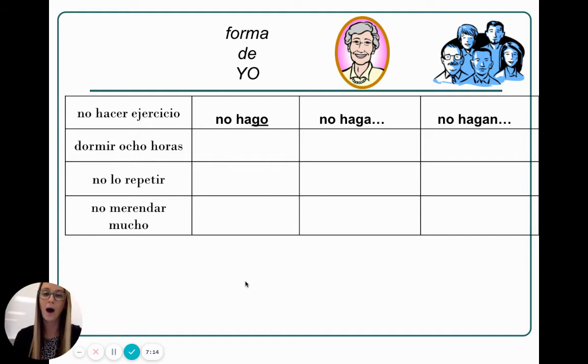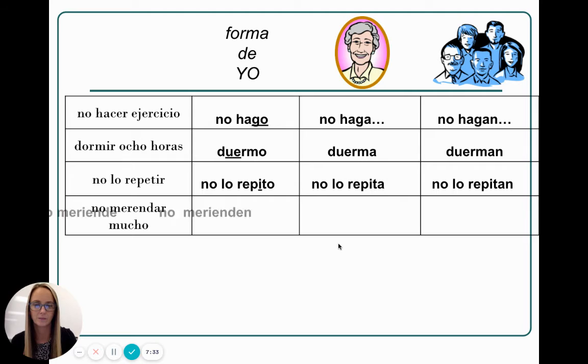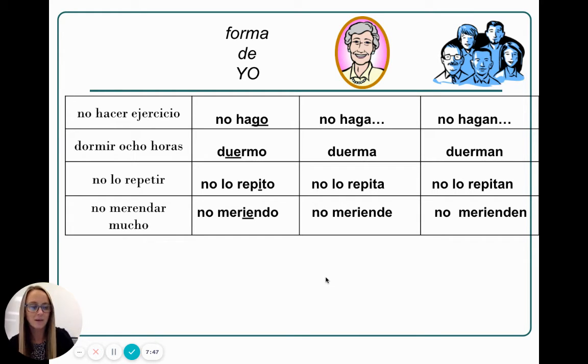If the yo form is no hago, then we're left with no haga ejercicio, no hagan ejercicio. Duerma y duerman. No lo repito, the lo going in front, because with negative commands, the pronouns always go in front. Don't repeat it, don't repeat it. Don't snack a lot, there's a mucho, don't snack. So whether it's sleep or don't sleep, repeat or don't repeat, do or don't do, the nice thing about the usted and the ustedes commands is it's one process that's always the same. It's not the 2 different processes like we had with the tú commands.